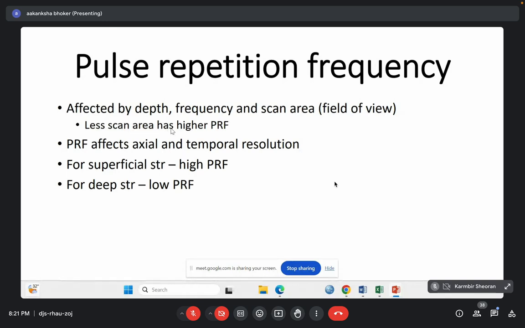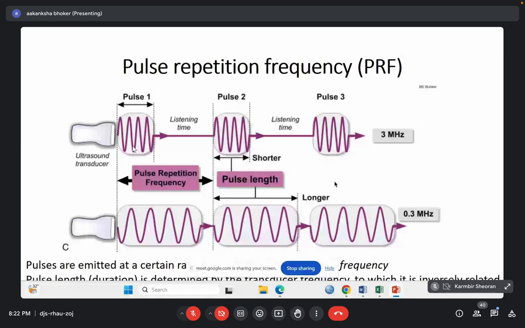Suppose we have to see a structure which is located very superficially, we need good resolution in that, so we will opt for high frequency. And for a deeper structure, if we want to see the liver, we do not need resolution there, we need penetration, so we will go for low PRF. So we can see this is PRF in a high frequency transducer. This is a 3 megahertz transducer. PRF will be high, short pulses will be generated, so repetition will be more. Whereas in a low frequency transducer, larger pulses will be generated and PRF will be less.